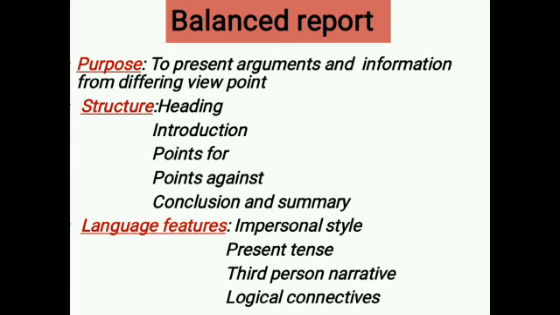The structure of a balanced report has a heading, an introduction stating what the report is going to be about, points for the issue, points against the issue, along with supporting evidence, and lastly, a conclusion and summary. The language features are an impersonal style, keeping one's opinion out of an argument, usually written in the present tense, written in third person narrative as to what people might think, and finally, it includes logical connectives to link sides. The examples here are therefore, however, on the other hand. Kindly refer to the features of a balanced report given on page 89.